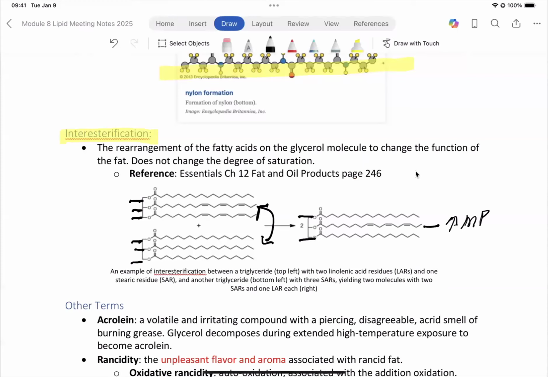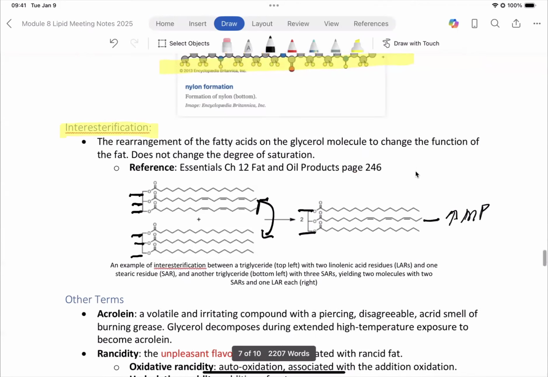And I think that's how they make Crisco without trans fats, by what's called interesterification. It's musical chairs, right? So that's kind of neat. And that's one of the processing terms.